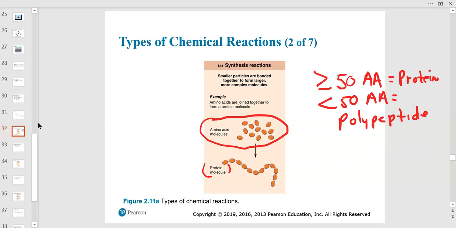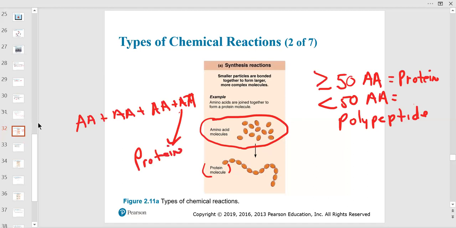Okay, so going from amino acids, I don't know how many there are in that picture, but you take amino acids and put them together, different amino acids too. There are 20 amino acids that we can build proteins with. And you're building a protein out of that. So let's just say protein. So this could have been 50 or more. That's anabolic. That's synthesis, right?